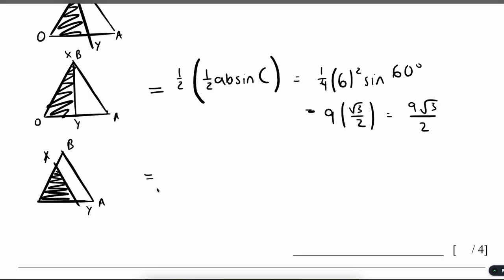Alternatively, this one is a little bit trickier to find the area. We know that it's parallel here, so we know that these are both equilateral triangles. To find OXY, we just need to find, again, half AB sine C. But the problem then becomes, well, what is A and what is B? If I draw a triangle like this, and I split it up along the centres, like so.